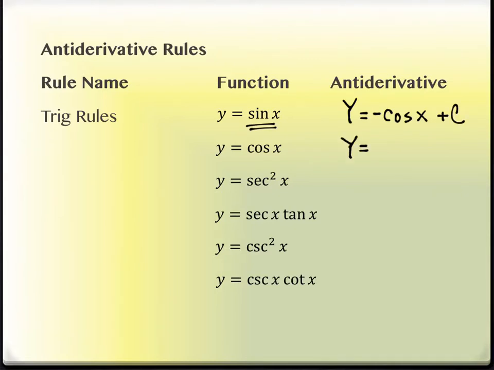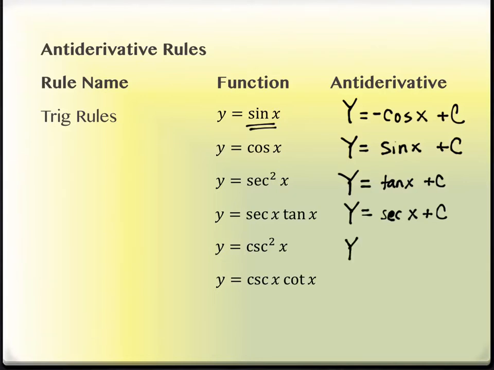Whose derivative is cosine? Sine. And that one is positive, yes? Whose derivative is secant squared? Tangent. And whose derivative is secant tangent? Secant. Okay, so far so good?